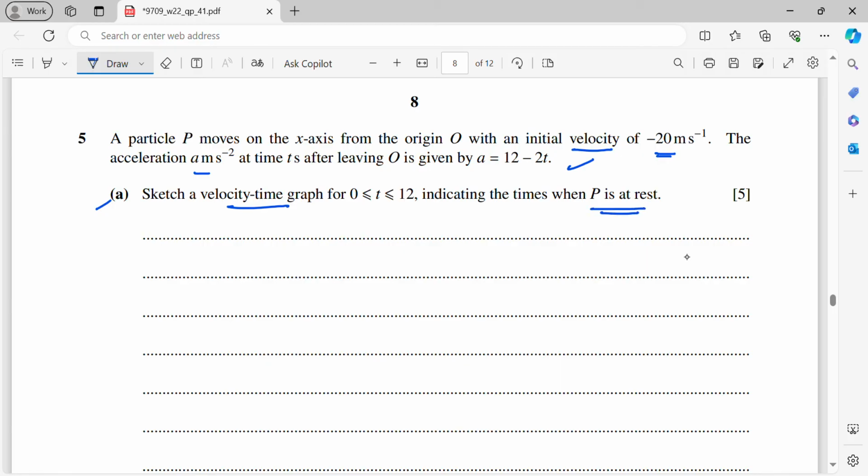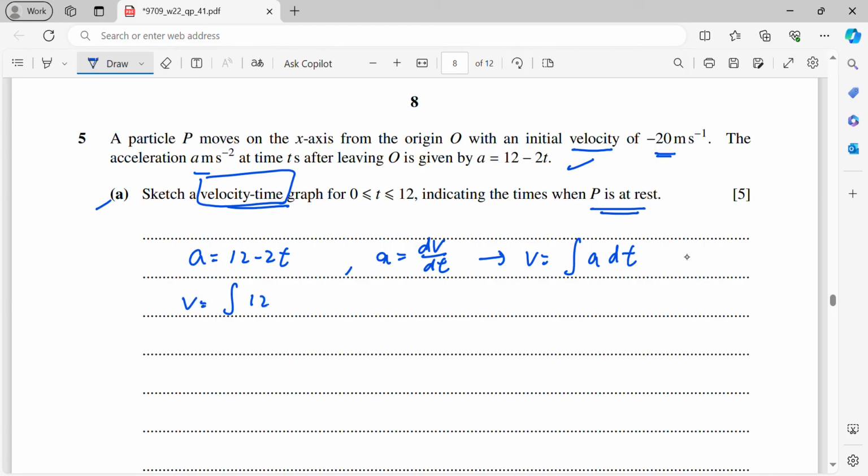Okay, so now we know that A equals 12 minus 2t. So A is basically dv/dt. And now you need to find the velocity-time graph. You need to sketch the velocity-time graph, which means I need to get my v. So basically my v is the integral of a dt, because that is the reverse process. So now my v is the integral of 12 minus 2t with respect to time.